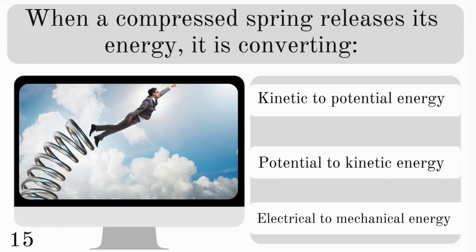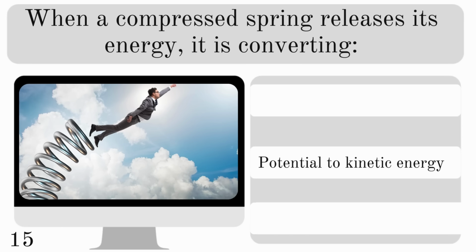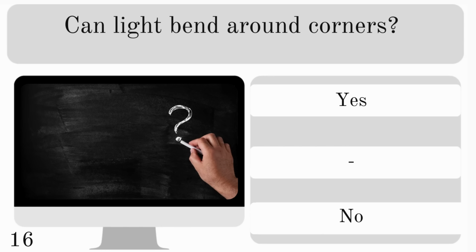When a compressed spring releases its energy, it's converting which? Kinetic to potential, potential to kinetic, or electrical to mechanical energy? The answer, potential to kinetic energy. Can light bend around corners? Do you think the answer's yes or no?